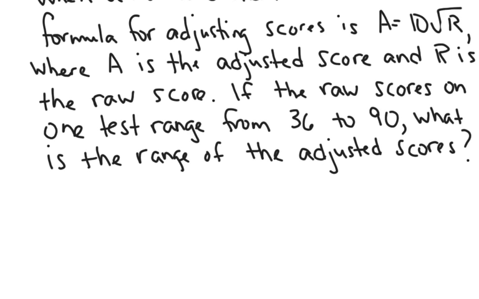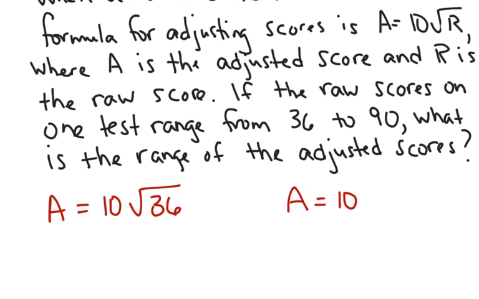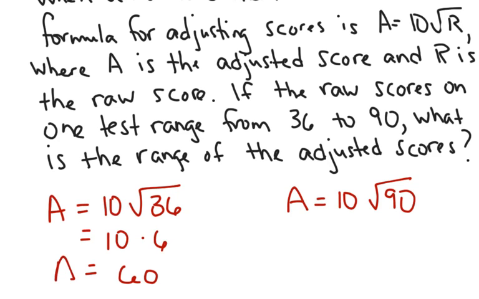Well, all I have to do is plug in 36 for R, and then plug in 90 for R. So if a student gets a 36% on the test, the teacher is going to change it to a 60%. That's going to be the adjusted score.